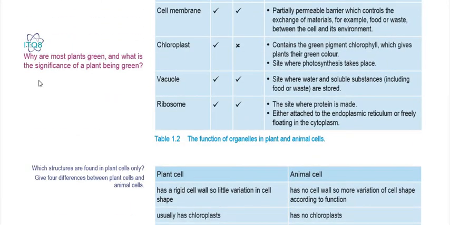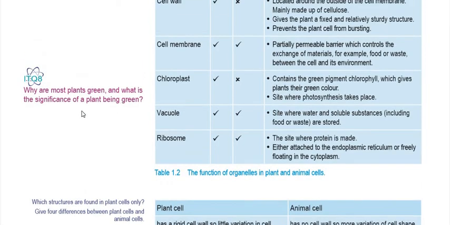Here we have, why are most plants green and what is the significance of the plant being green? Most plants are green because they have a green pigment called chlorophyll. And what's the purpose of chlorophyll? Chlorophyll actually traps the sunlight. That's the function of chlorophyll. And you know the plants need sunlight in order to make food.